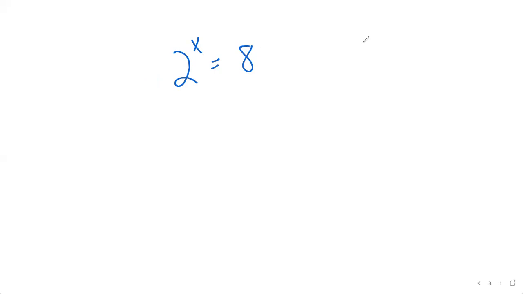2 to some power is 8. Well, 2 times 2 is 4, and then 4 times 2 is 8. So there's 3 of them. So the x should be 3 here. We can tell that x is 3 just by guessing, sort of. But what you'll notice is that there's no algebraic way to get there. That becomes a problem if you run into a problem that's a little bit tougher than making a 2 into an 8.